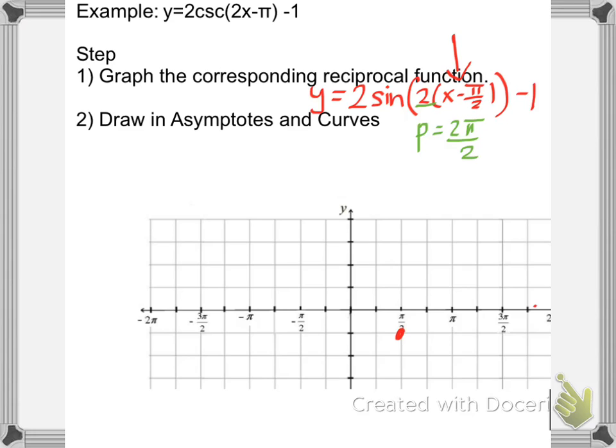So first of all, I know that the starting point is always at h comma k. So that one is easy to me, because h is pi over 2 and k is negative 1. So I graph that first point. Now I'm going to find the period to find my next point. The period is always 2 pi divided by b, and b is 2 in this case. So I'm going to get a period of pi. So I go over a distance of pi, and that's my end point.